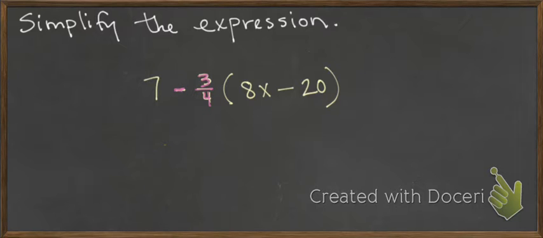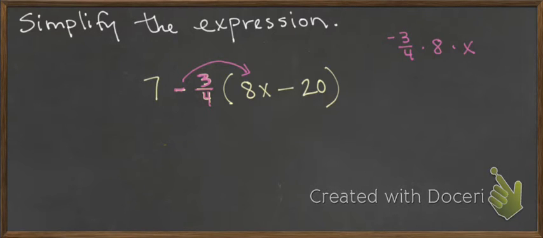It's negative. So let's first multiply negative 3/4 times 8x. Remember, 8x is like saying 8 times x. So I'm just going to write it like that. So I'm multiplying these three numbers together. Now, I don't know what x is, but I know I can multiply negative 3/4 times 8.